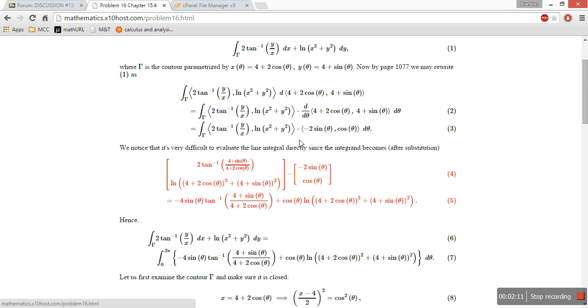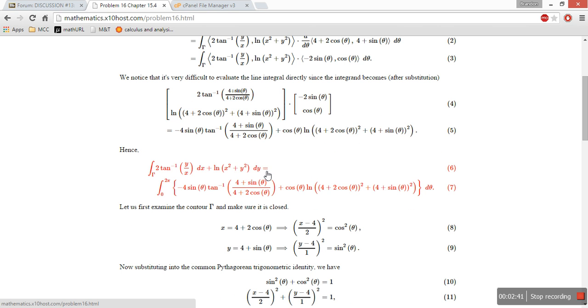So here I've rewritten the integrand in terms of column vectors. So we have 2 arctan of (4 plus sine theta) over (4 plus 2 cos theta) in the x component. And in the y component of our vector field, we have the natural log of (4 plus 2 cos theta) squared plus (4 plus sine theta) squared. And the whole thing is dotted by the derivative of our contour. And in 5, I've just written it all out, the dot product.